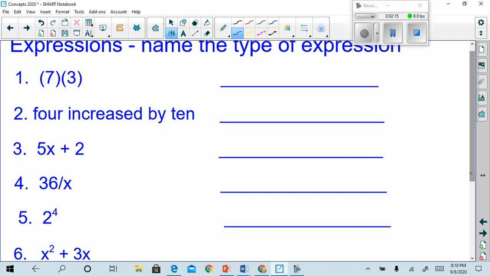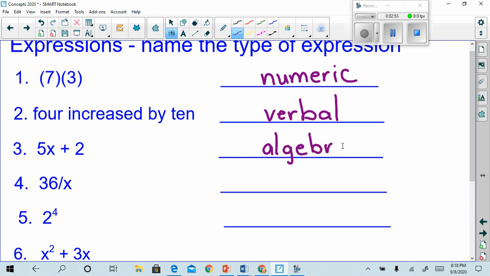The first one has numbers. Now I don't see an operation symbol, but we should remember that parentheses indicate multiplication, so this would be a numeric. My next one, I see all words, and that tells me it's verbal. Number 3 has an addition symbol. It also indicates multiplication with that 5x. That variable x tells me it's an algebraic expression. Sometimes it's called a variable expression.